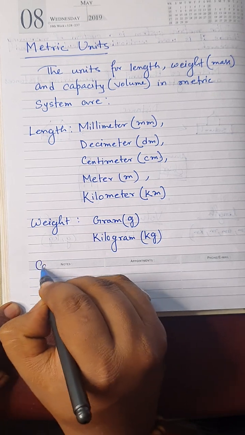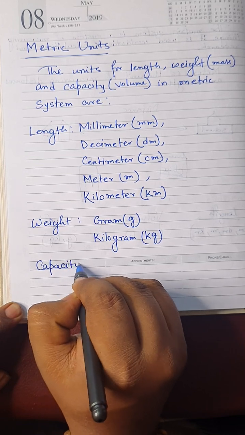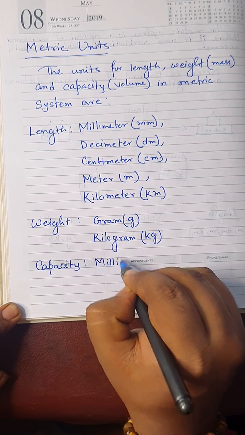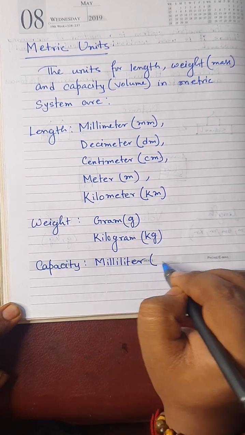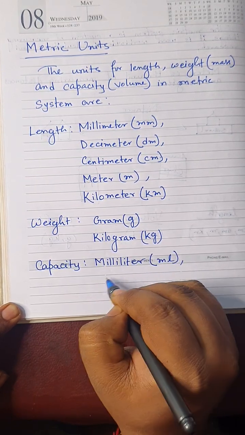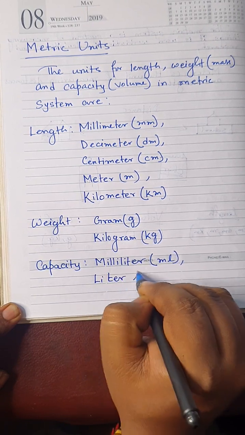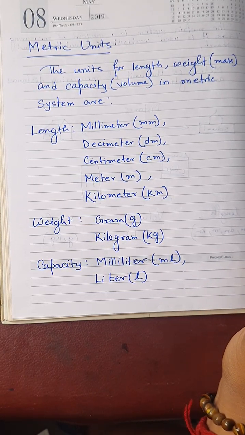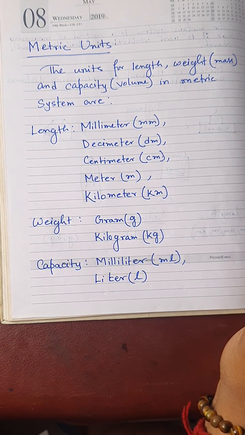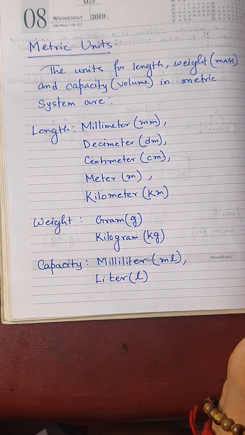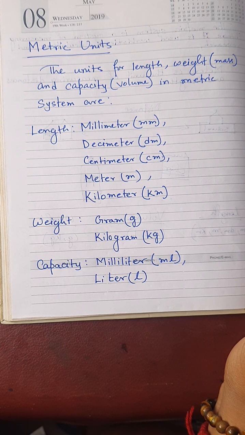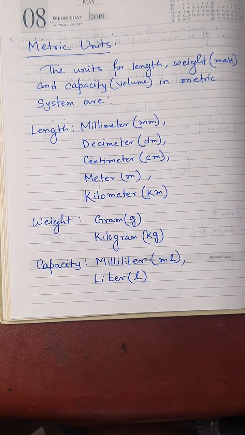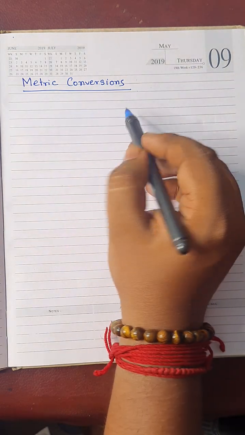Then we will discuss capacity, which is volume: milliliter, ml, liter, and we can also say deciliter, centiliter, decaliter, hectoliter, etc. Examples are measuring the amount of juice in a juice can or the amount of water in a water tank, etc.